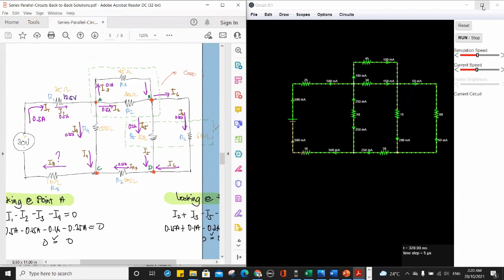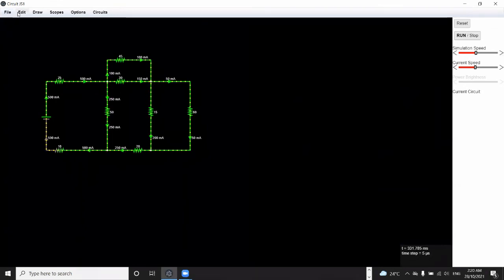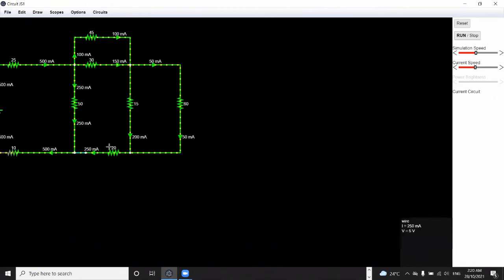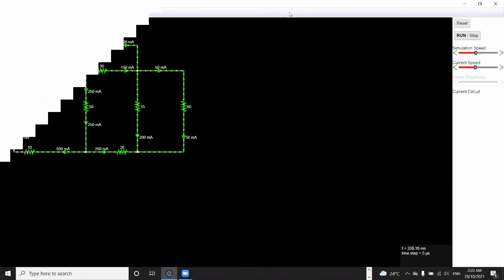So by the way, I am using this simulator. I just downloaded this one on the internet. Okay, so that's all. Thank you.